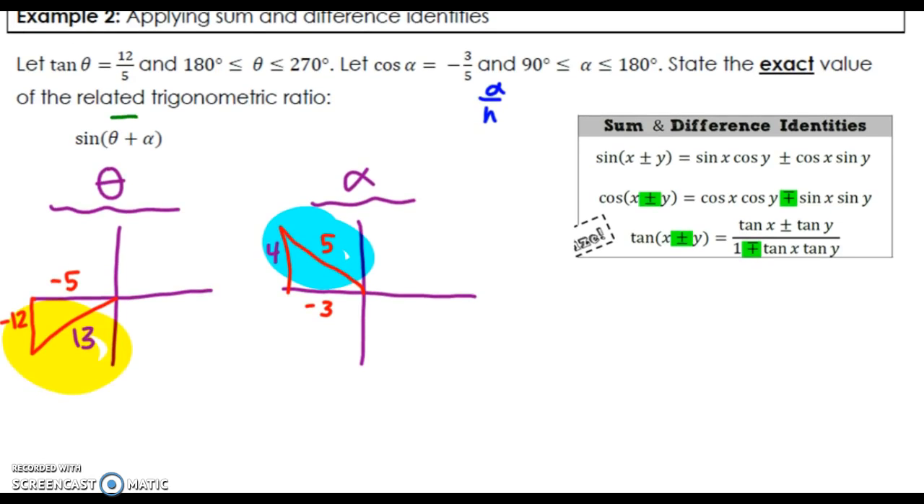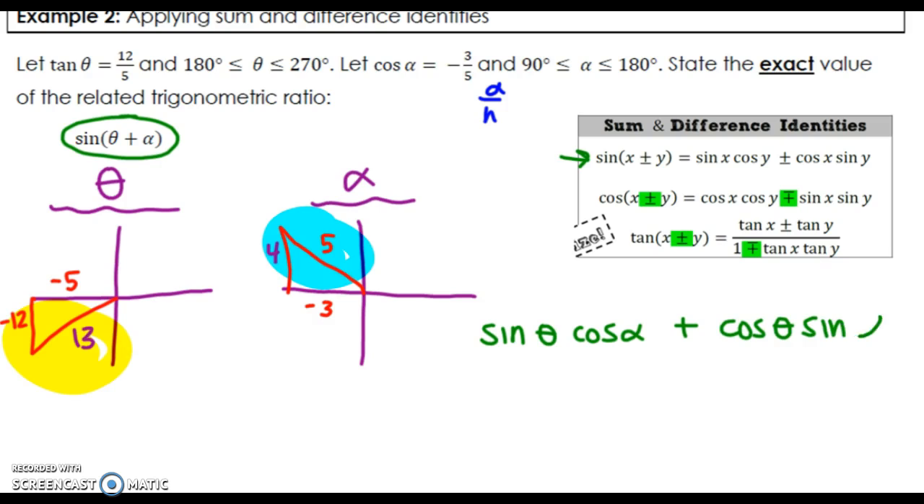Your job is to find the exact value of this. I don't care what alpha is, I don't care what theta is, I care what the sine ratio is when I add those two angles. So the idea is use your sum and difference identity. So this is going to be sine of theta, cosine of alpha, plus cosine of theta, sine of alpha. You want to put those in and just simplify it.